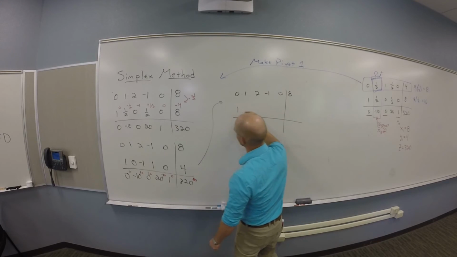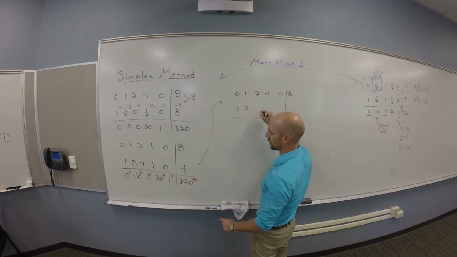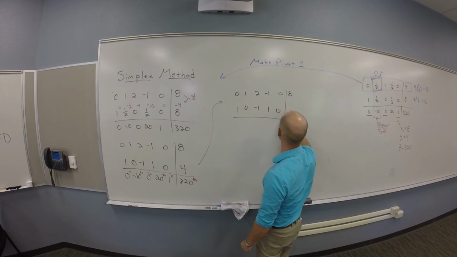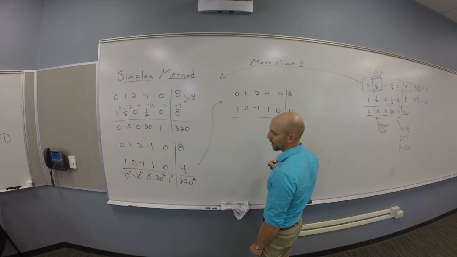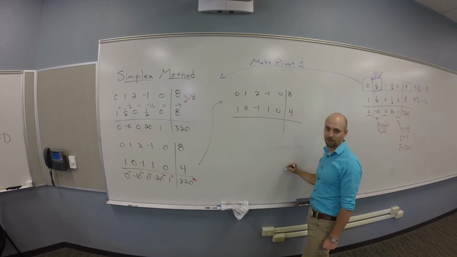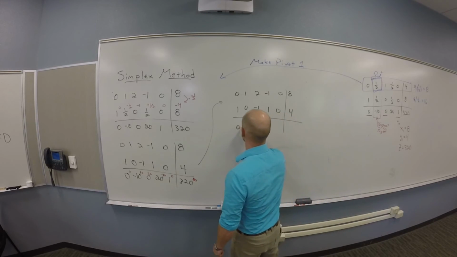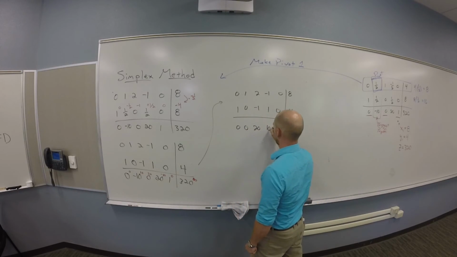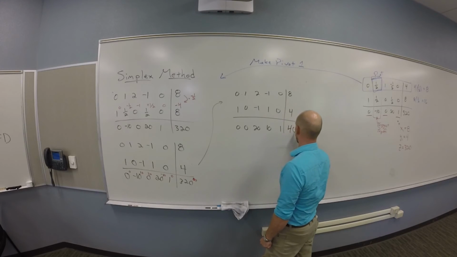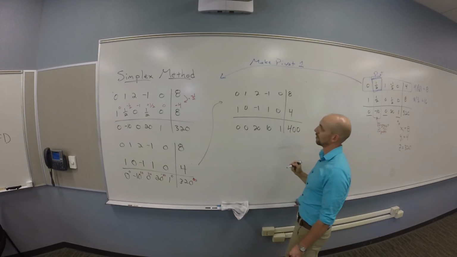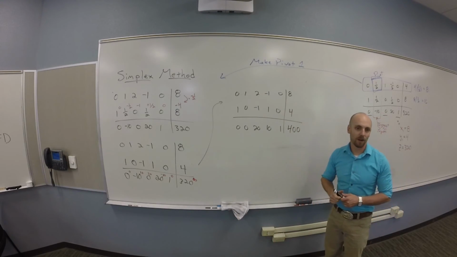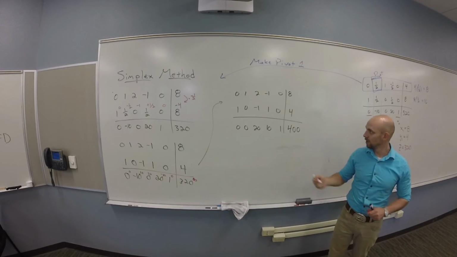Second row, I'm also leaving alone. So I got 1, 0, -1, 1, 0, 4. And bottom row, I now have 0, 0, 0, 10, 10, 1, and 1, 400. And 400.